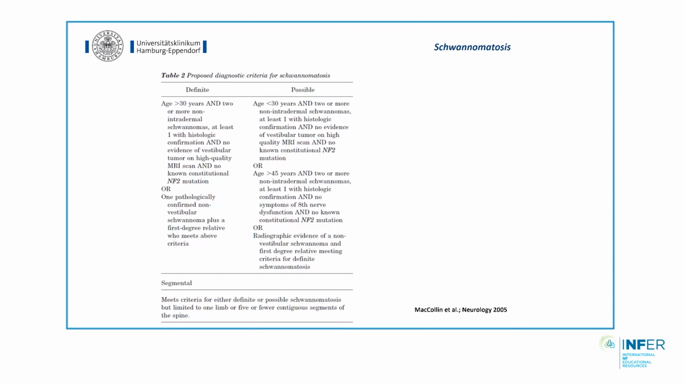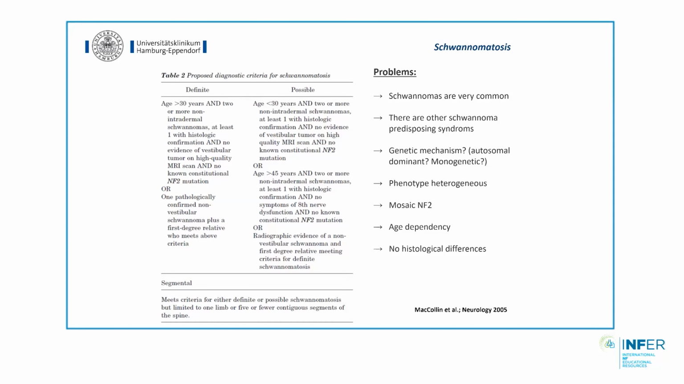So here are the original diagnostic criteria for schwannomatosis, non-NF2-related schwannomatosis to be specific. The age limit indicates that below a certain age, the clinical hallmarks of NF2-related schwannomatosis still have a chance to develop. But there are other limitations as well. First, schwannomas are quite common as solitary tumors. Often it is not obvious at first sight if there is a schwannoma predisposing syndrome underlying. And even if multiple peripheral schwannomas are evident, it is not specific for a single syndrome. I mentioned them before.